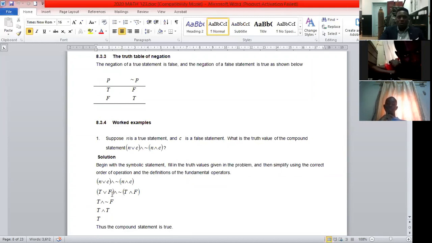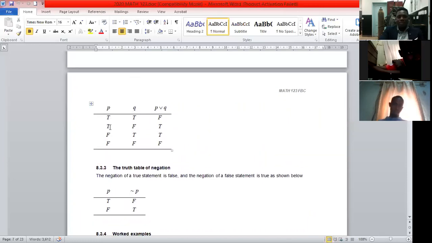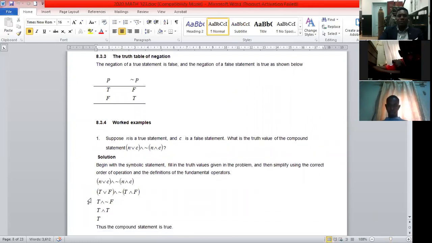So as you can see in the solution there, I have T or F, and the negation of T and F. So T or F, what did we say in the connectives? If I have T or F in disjunction, T or F is equal to what? Let me scroll there so that you can see the relation I'm referring to. Look at it. I have T or F, and T or F is equal to true.